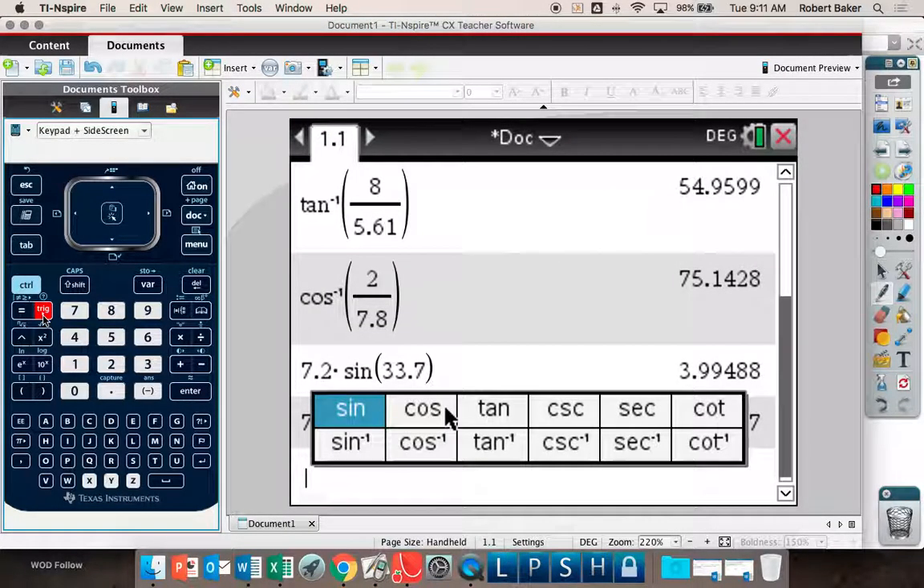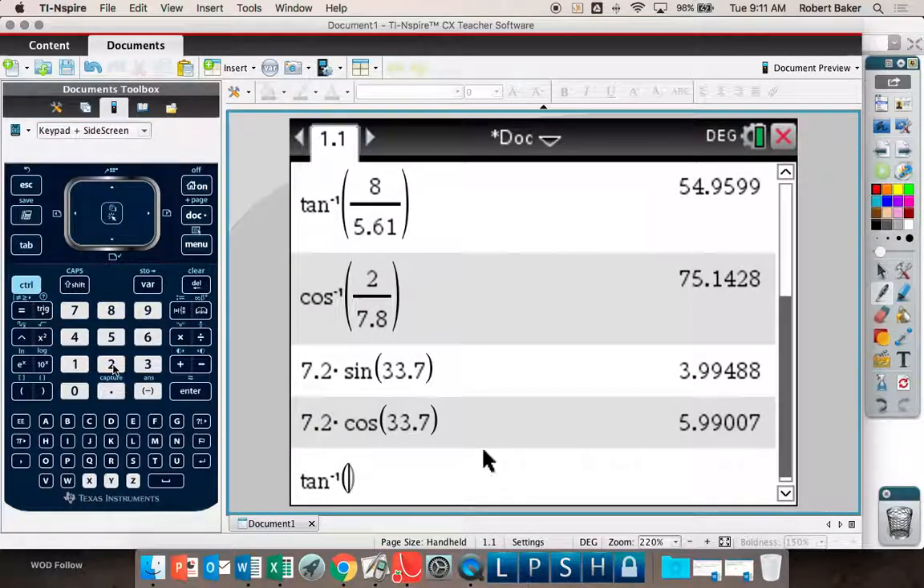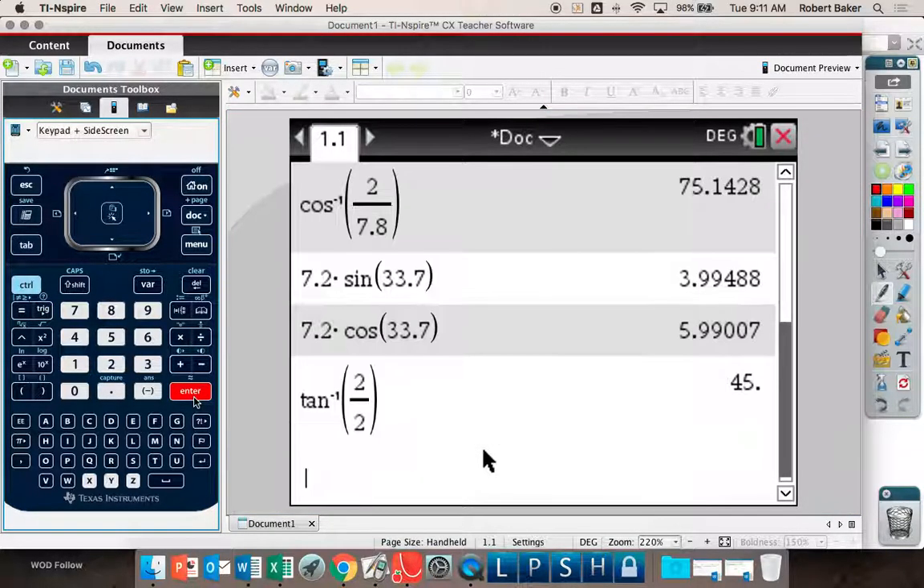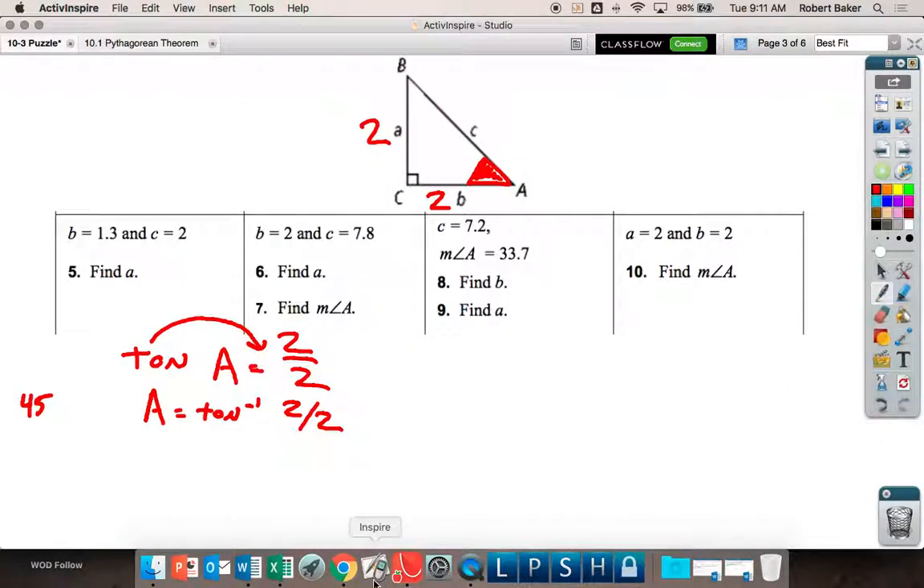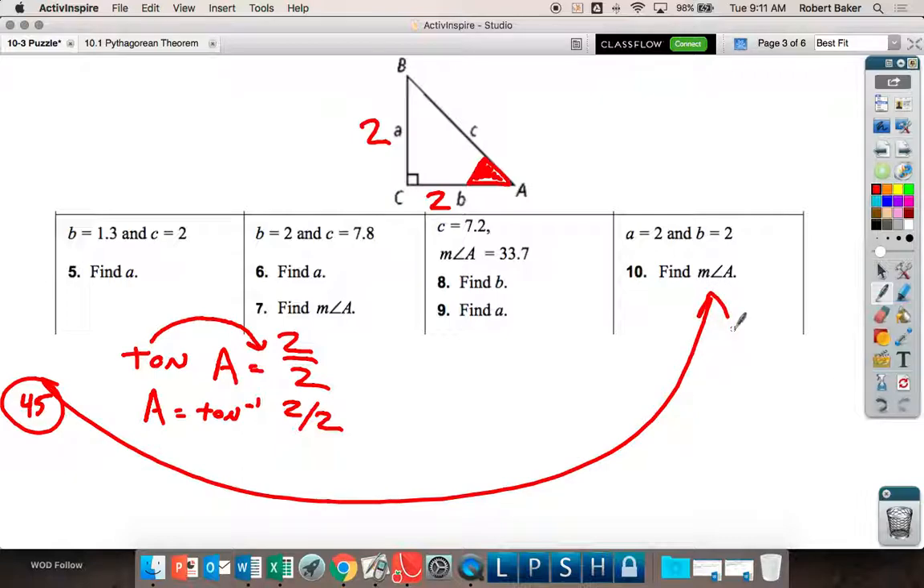Trig, inverse tangent of 2 divided by 2. Boom! Oh my God, he's so smart. There it is. I'm just going to circle my answer and move it way over here, because I'm lazy.